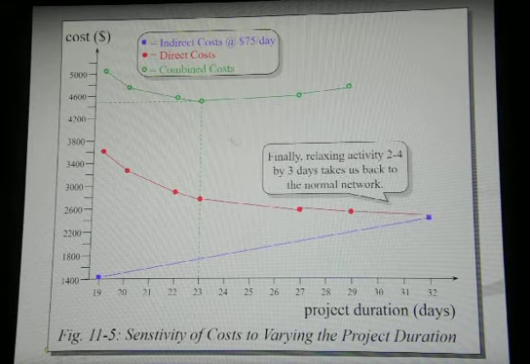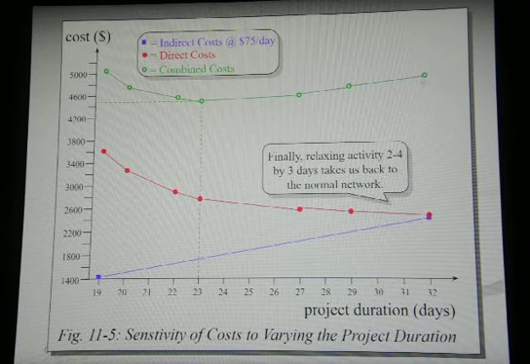Finally, relaxing activity 2 to 4 by 3 takes us back to the normal duration, which was 32 days. So we are here, and this is our combined.